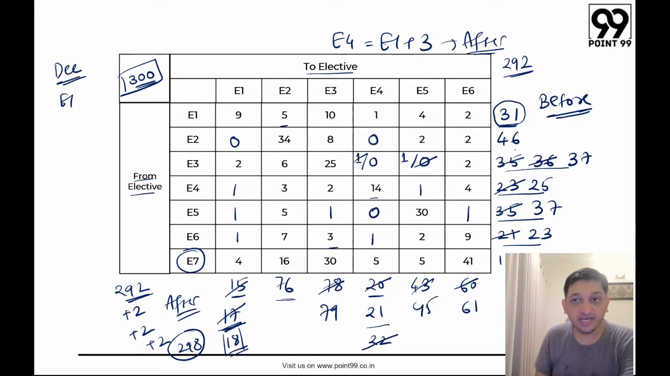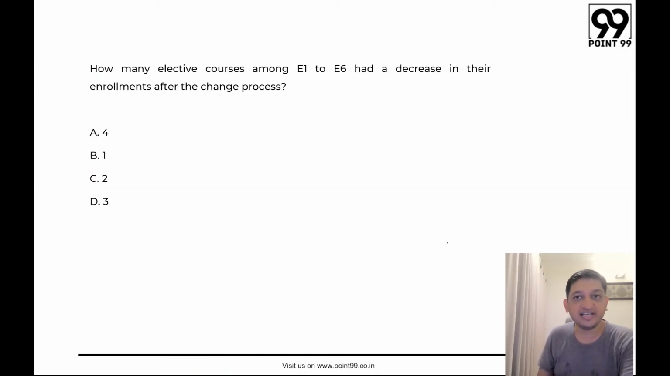What about E2? It was 46 earlier, but it became 76 later. So it has not decreased. E3 went from 37 to 79. It has increased. E4 went from 25 to 21, so E4 has also reduced. E5 went from 37 to 45, it has increased, and E6 has gone up from 23 to 61. So there are only 2 electives wherein the number of students has decreased after the change process. So 2 electives, meaning option C is the correct answer for the first question.